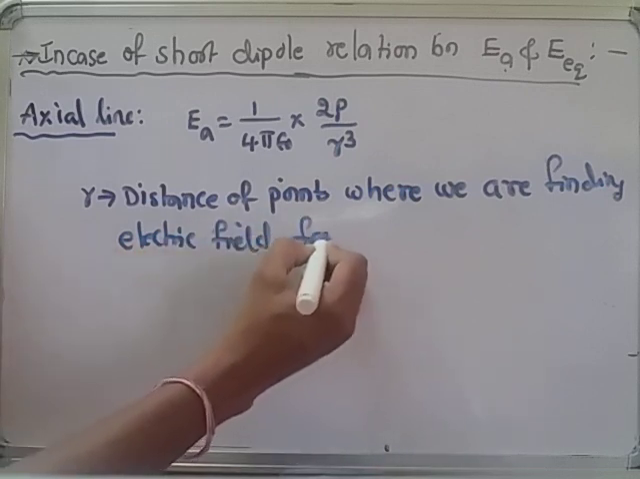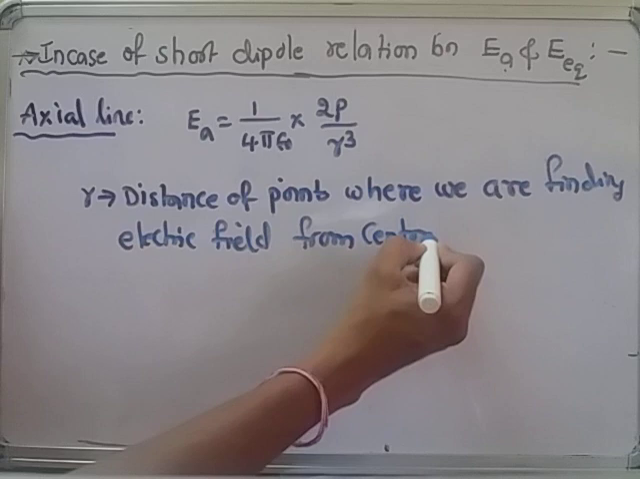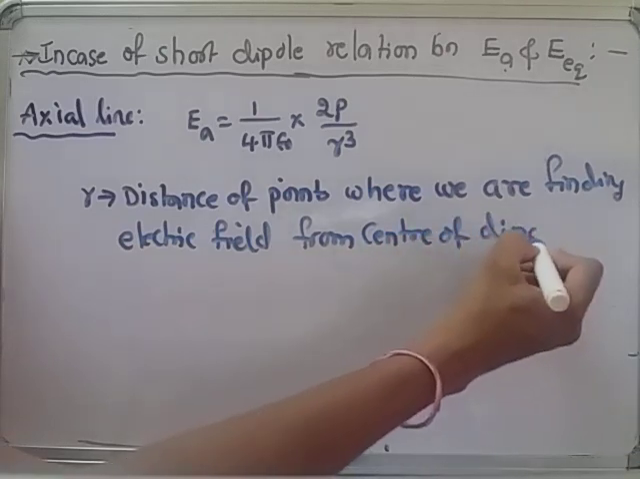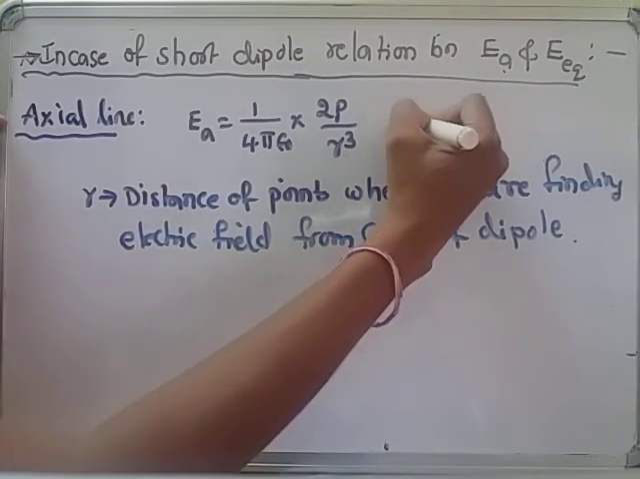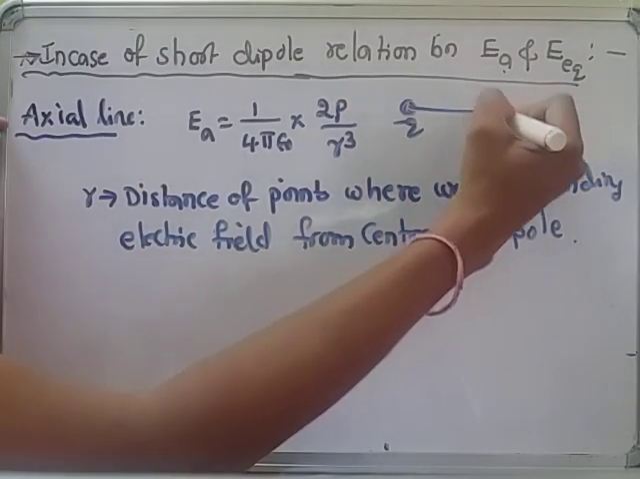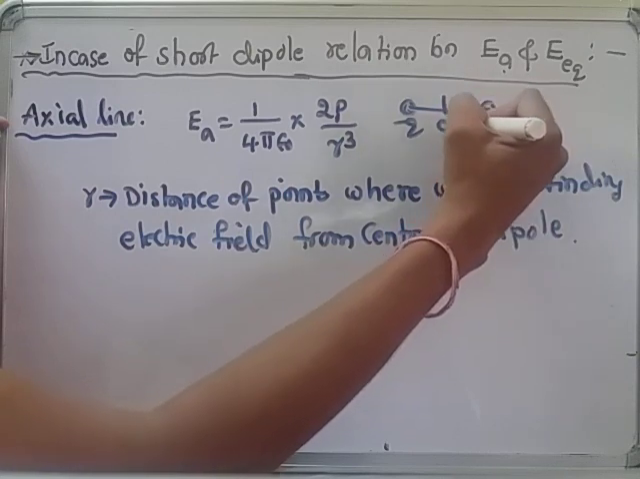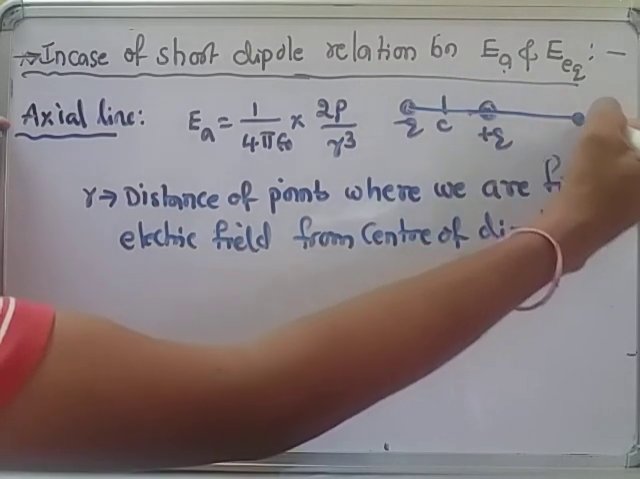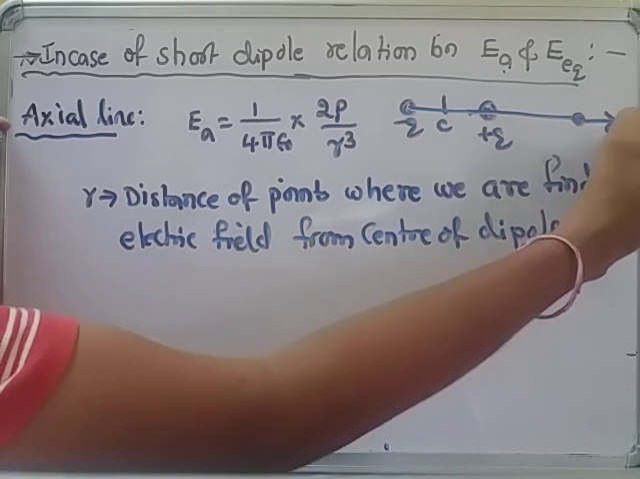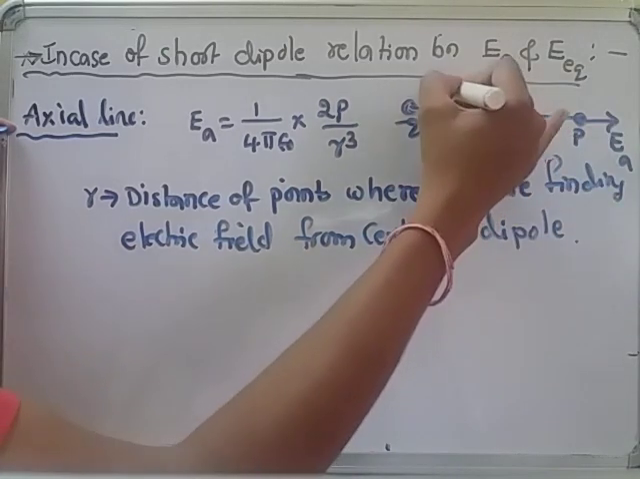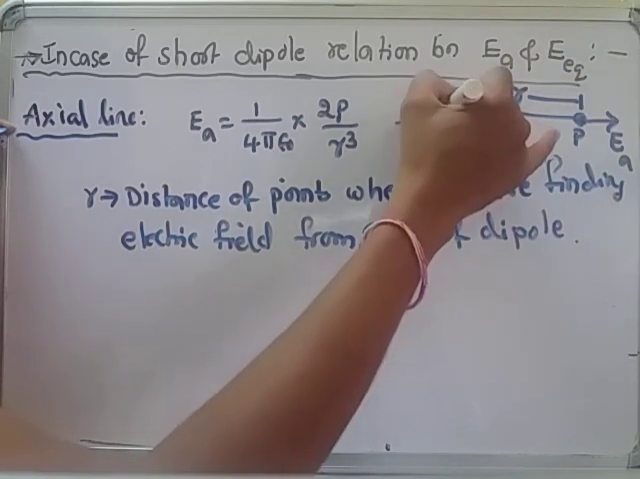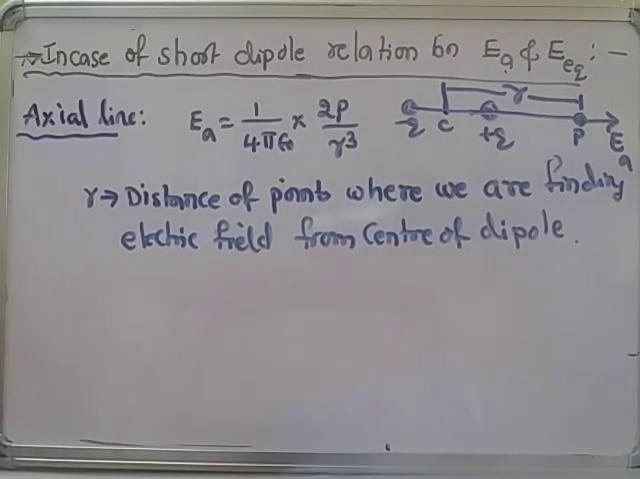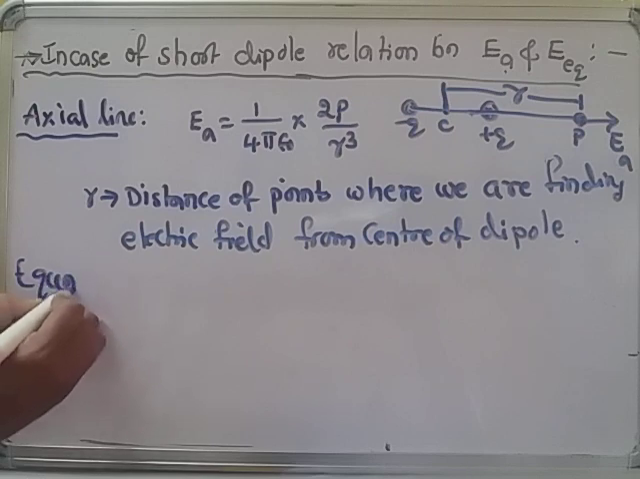from the center of the dipole. For example, this is minus q charge and this is plus q charge, this is the center, and this is the axial line. Here I want to find E on the axial line at point P, and the distance is r, the distance of point P where we are finding the electric field from the center of the dipole. Now on the equatorial line, what is the formula?